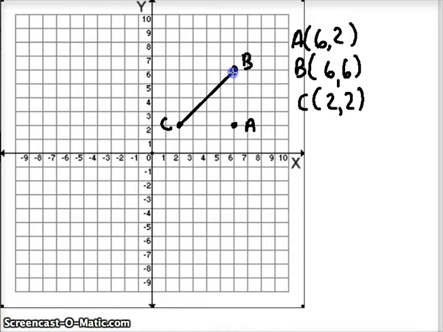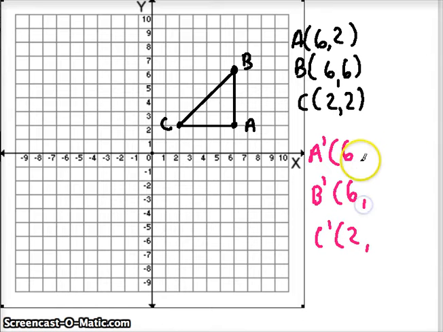And we can connect them if you want to get the shape. Alright, so let's reflect this across the x-axis now. So the x values are all going to be the same. All going to be the same. 6, 6, and 2. The only thing that's going to change now are the y values. The y values are going to now be opposite. So instead of positive 2, we get negative 2. Instead of positive 6, we get negative 6. And instead of positive 2, we get negative 2.